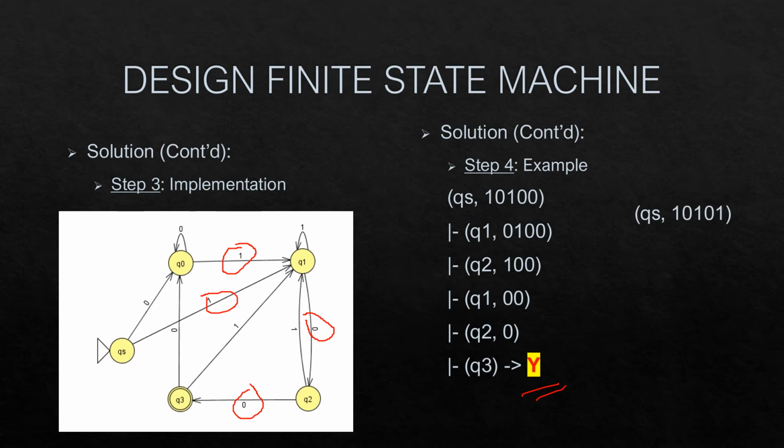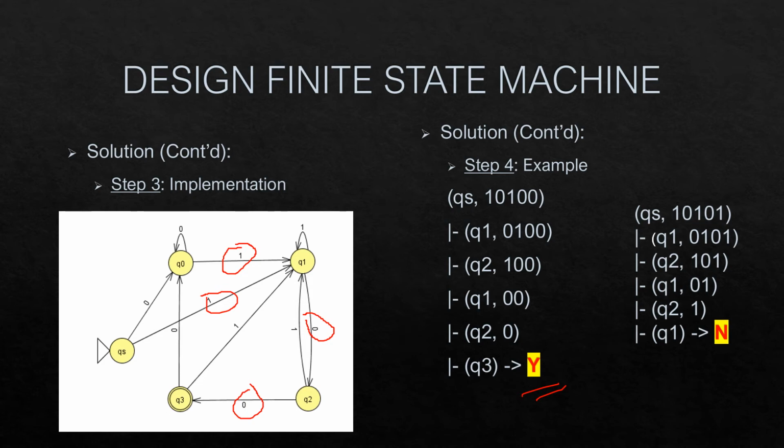Another example, as we can see, it is not ending in 100, so it should give us the output no. So Q1, Q2, Q1, Q2, and finally Q1, and the output will be no. So as we can see from QS, once it has traversed to Q1 state, it is alternating between Q1 and Q2 state. In case it would have found a 0 after 1 0, we would have reached our final state of Q3.